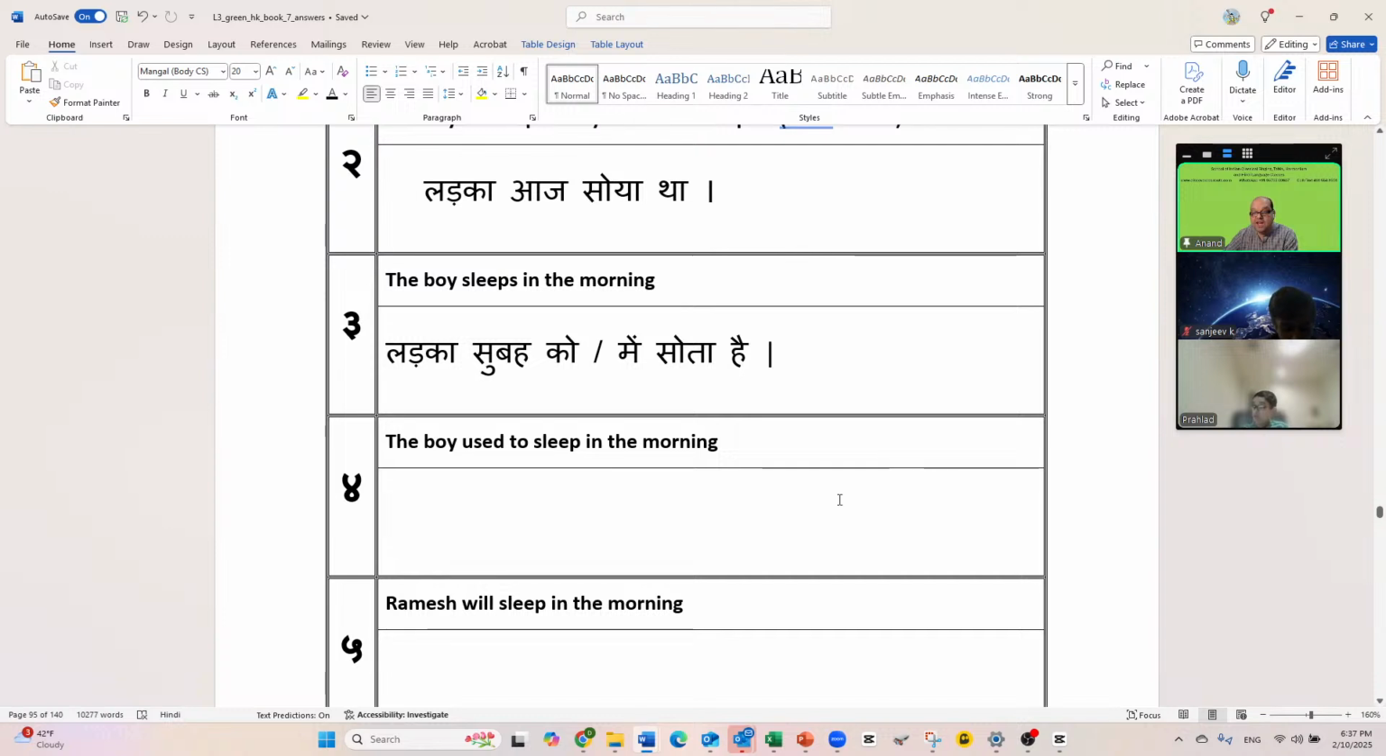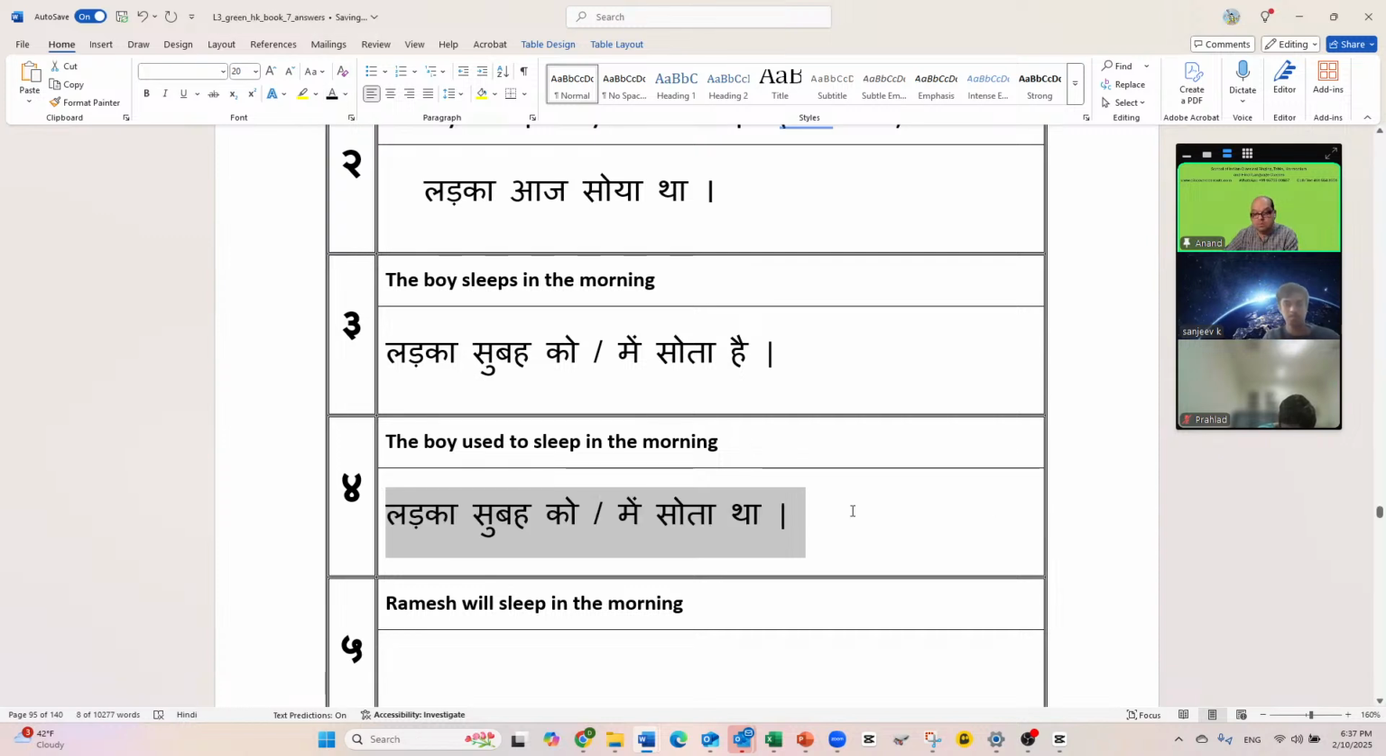So, Ishan, give me the next sentence. The boy used to sleep in the morning. Come off mute, Ishan. लड़का सुबह को सोता था. लड़का सुबह को सोता था. Okay, go and write it down.